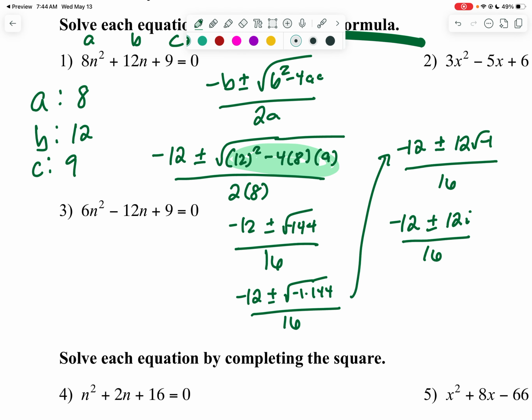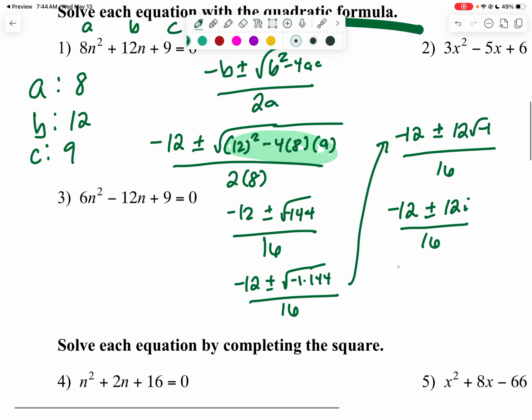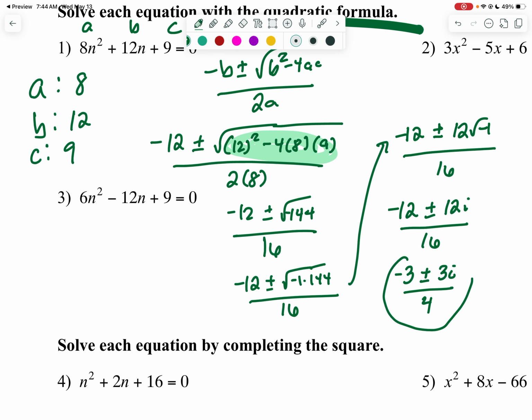Remember that our final answer, we need to simplify this. So I'm going to simplify this by dividing everything by our greatest common factor. Our greatest common factor here is probably going to be 4. So that's going to be negative 3 plus or minus 3i over 4. 12 divided by 4 is 3. Negative 12 divided by 4 is negative 3. 16 divided by 4 is 4. So our answer here is going to be negative 3 plus or minus 3i over 4.